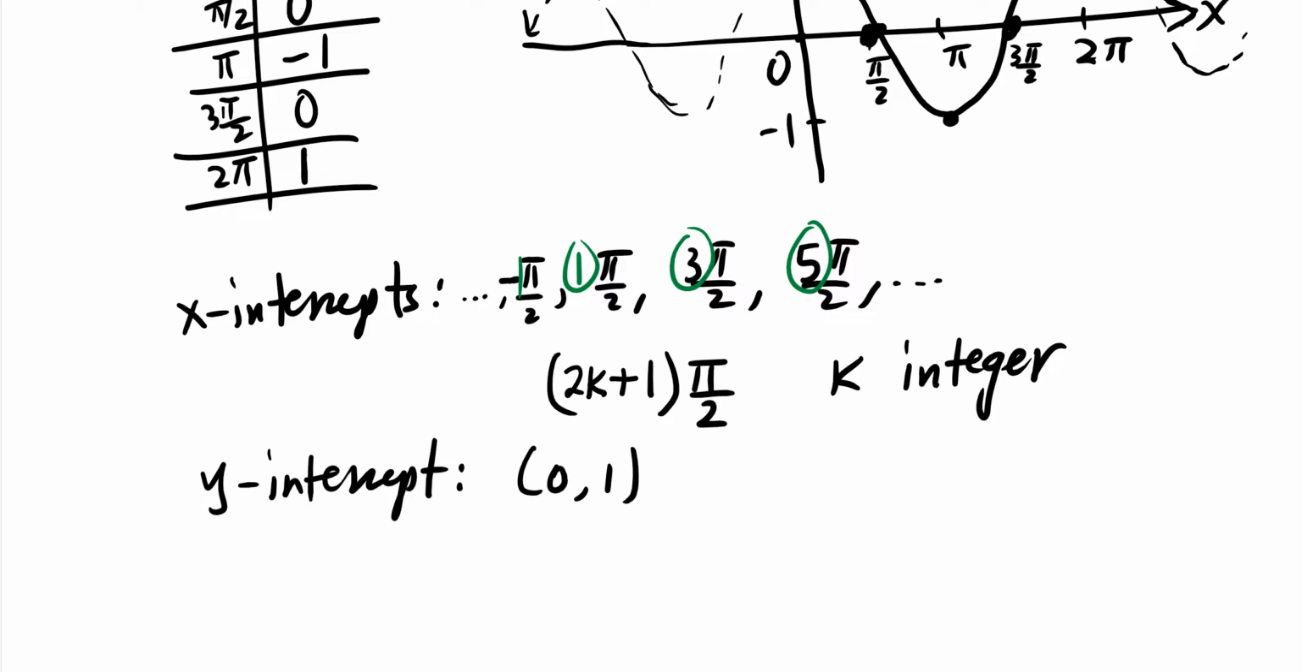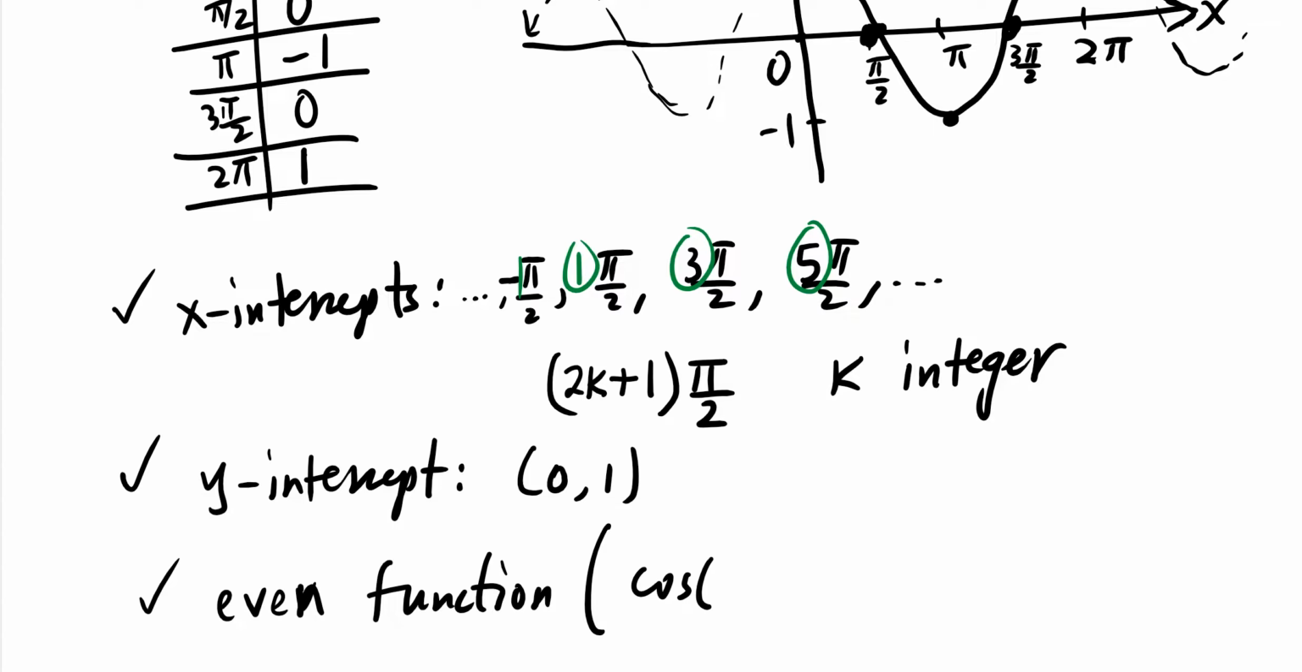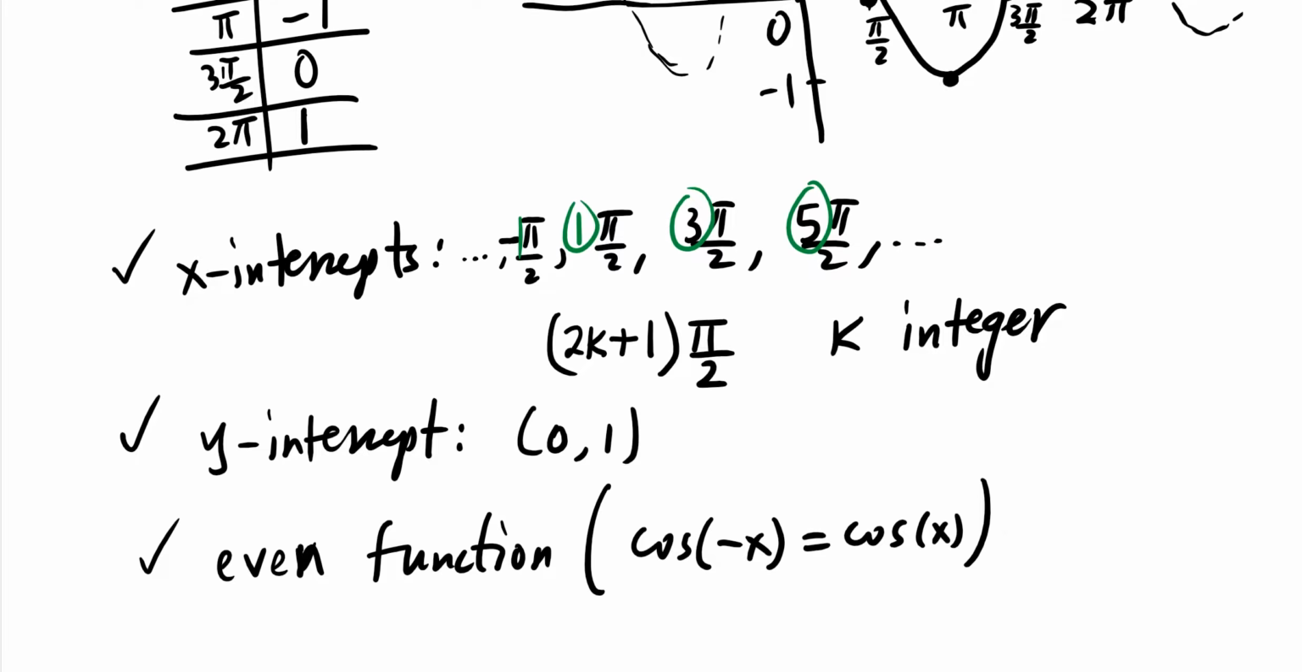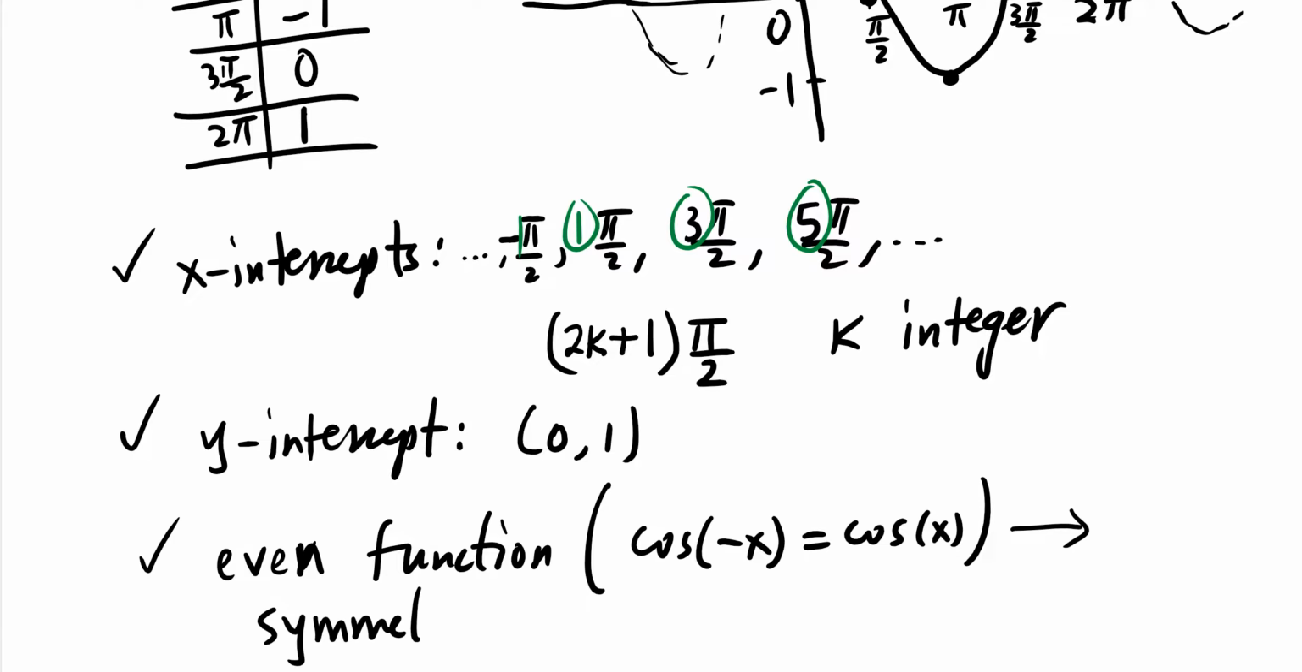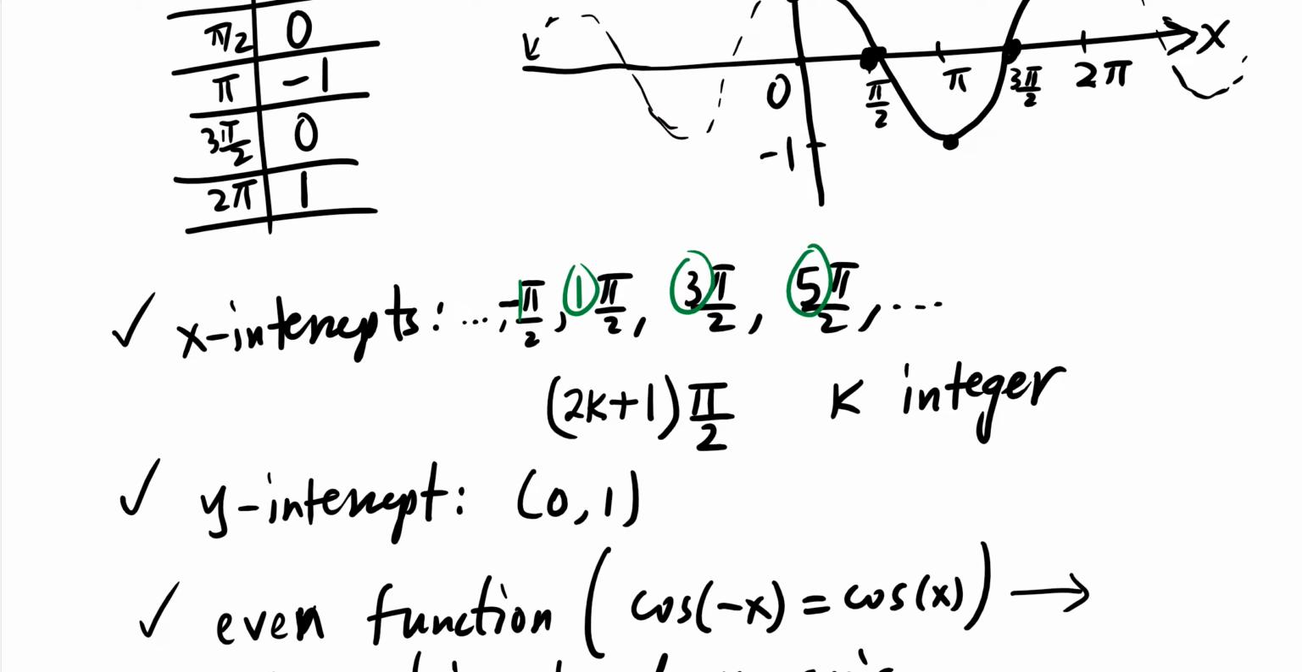This is an even function. Even function because if we do cosine -x, it is cosine x, from the previous sections. Since it's an even function, it's symmetric about the y-axis. That's about the graph of cosine.